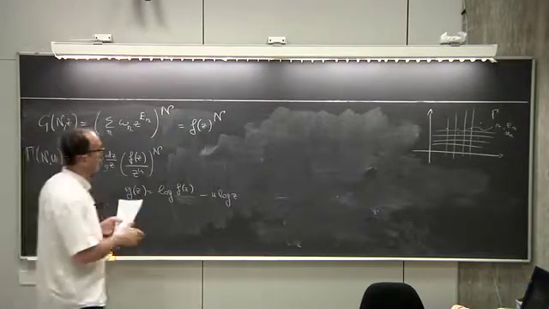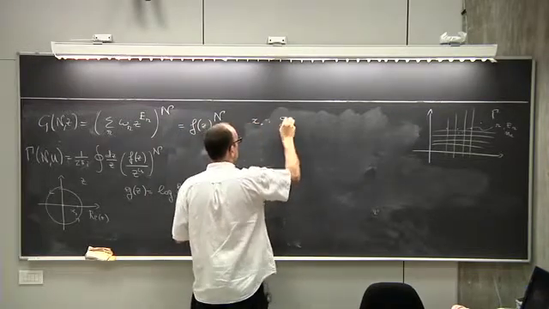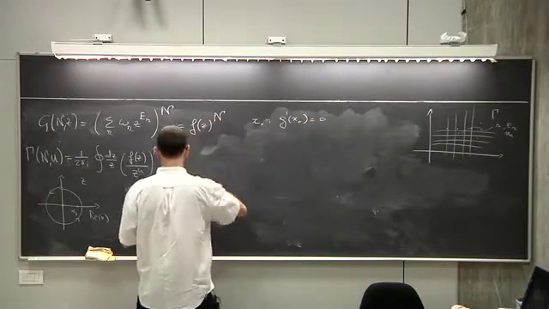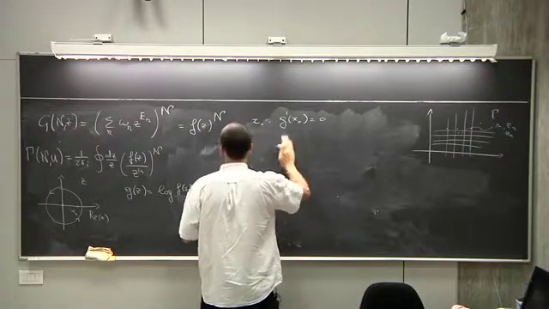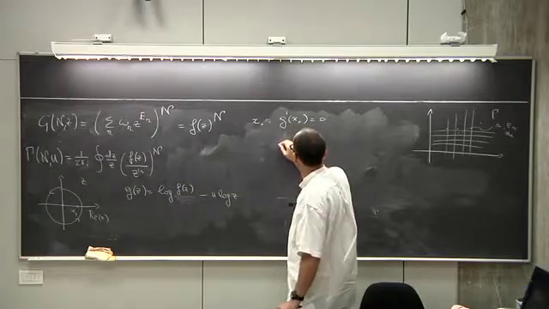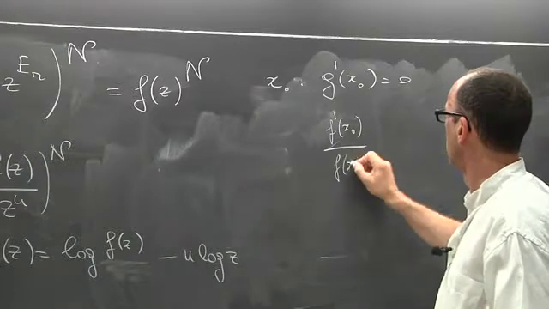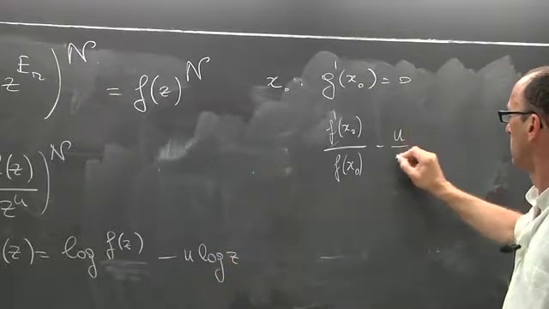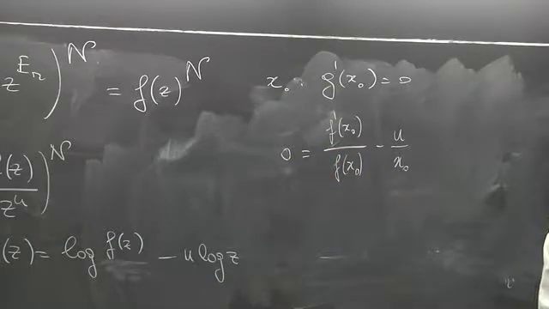Now, the point x0 will satisfy the condition that g prime computed in x0 must be equal to 0. And now g prime of x0 is, since g is the log of f of z, f prime of x0 divided by f of x0 minus u times x0. So this is the equation for x0. Okay?